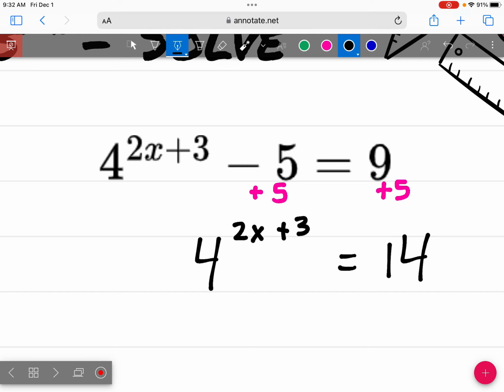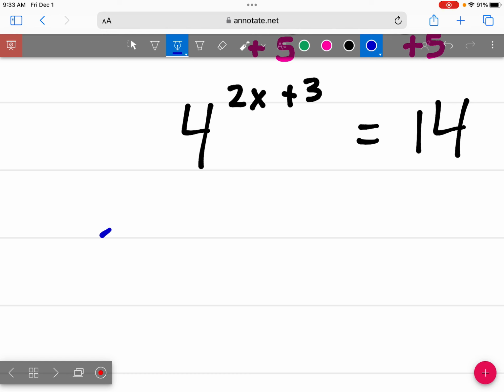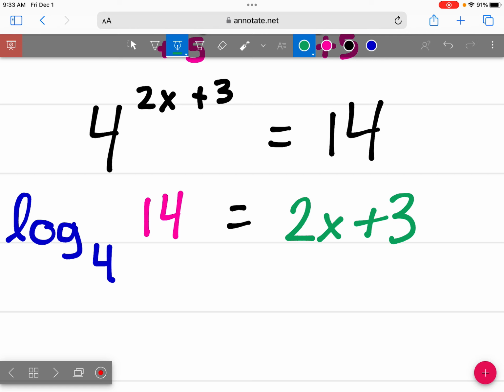And then we're going to switch this around into log form. I'm just going to warn you, this one's going to look a little gross for a hot minute. Log base 4 of 14 equals our exponent of 2x plus 3. Switching it around in log form here. We want to get x by itself. So this left-hand side might get a little ugly, and that's okay.